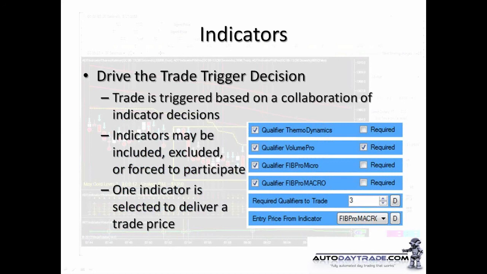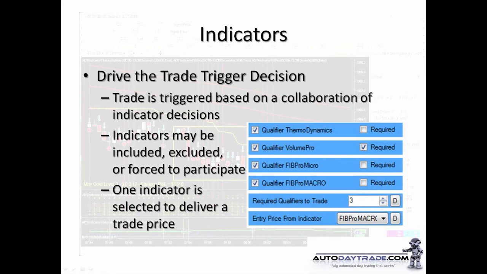Since you may use a variety of indicators, and each indicator provides its own trade decision, the robot uses a trigger definition to decide when to enter long or short trades. A trade is triggered based on a collaboration of indicator decisions as shown in the picture. Indicators may be included, excluded, or forced to participate by checking the appropriate boxes. The robot uses the required qualifiers to trade parameter to see how many indicators must agree before it enters a trade. Further, one indicator is selected to deliver a trade entry price to the robot.